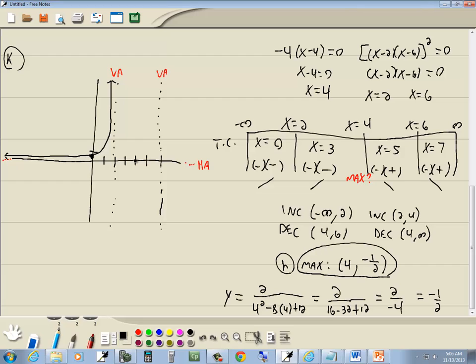Let me think about this for a minute. Increasing, then decreasing. Oh, it's got a max. Okay, I'll wake up. 4, negative 1/2. 1, 2, 3, 4, negative 1/2 would be about right there. It can't change like that unless you do have a min or max. So, okay, that makes sense. So it's increasing, then decreasing. It's skimming these, so obviously it has to go like this.